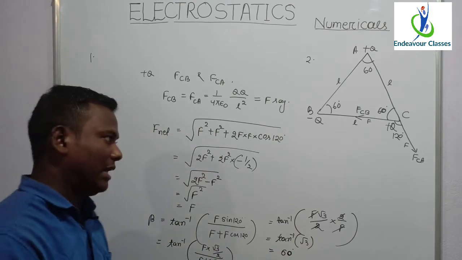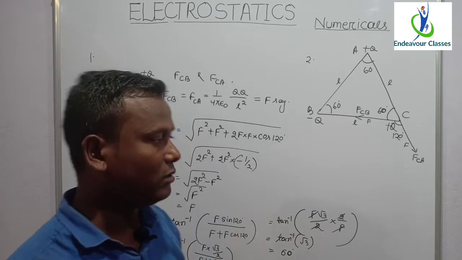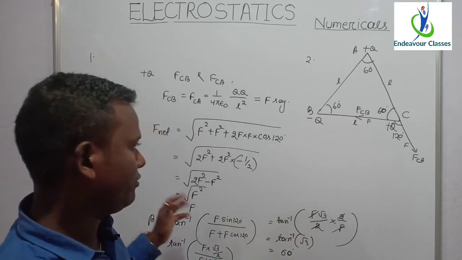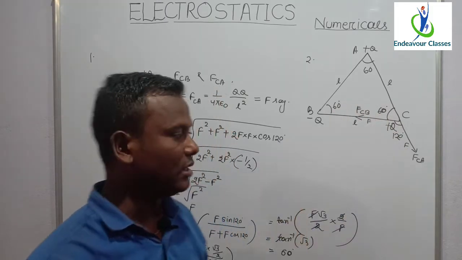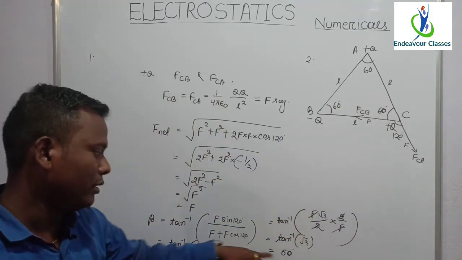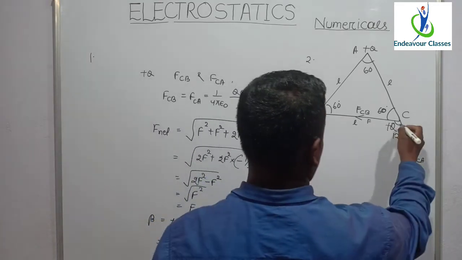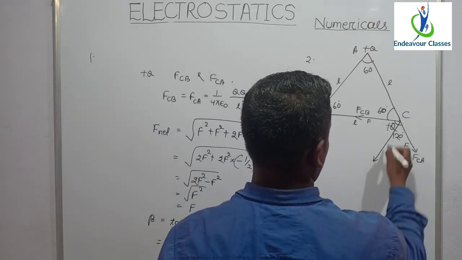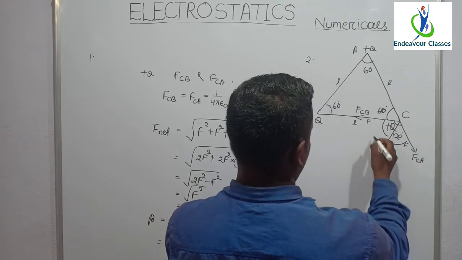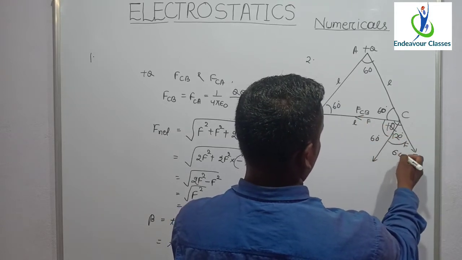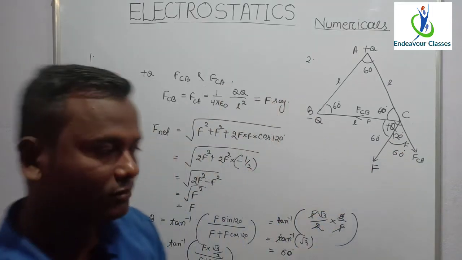So here we found that the magnitude of the net force acting on this plus Q will be equal to F, that means equal to both these two forces, and it will go making an angle of 60 degree with the vectors. That means it will go in the midway of the two forces FCA and FCB. So it will be 60 degree, and the magnitude will be equal to F.